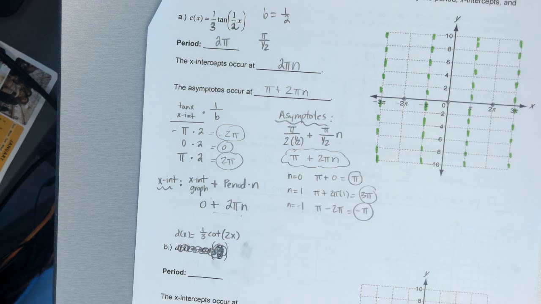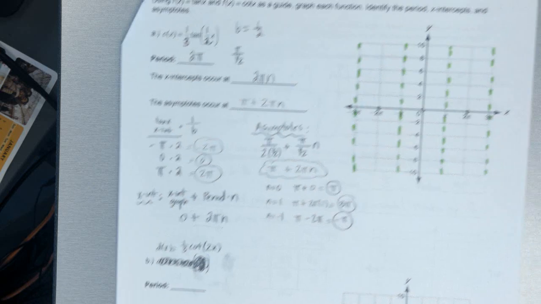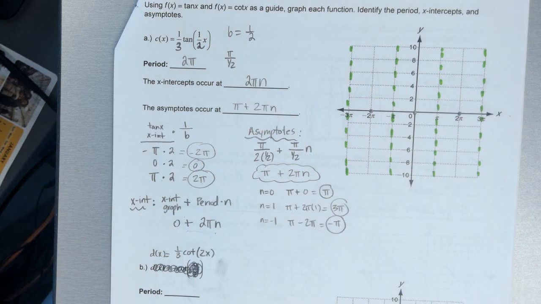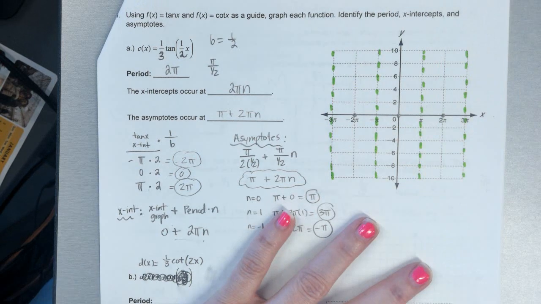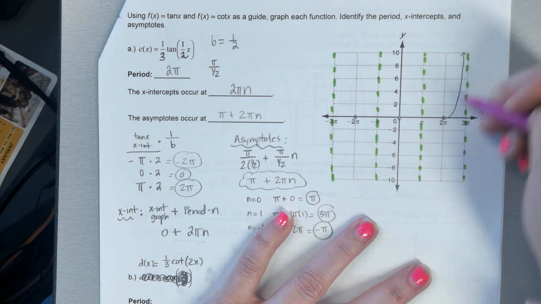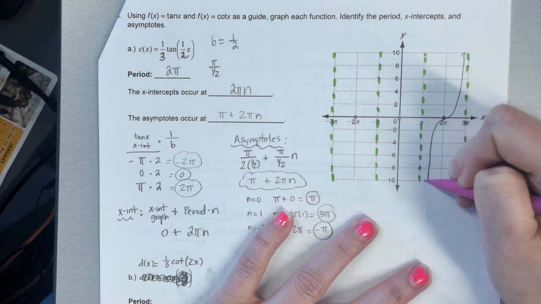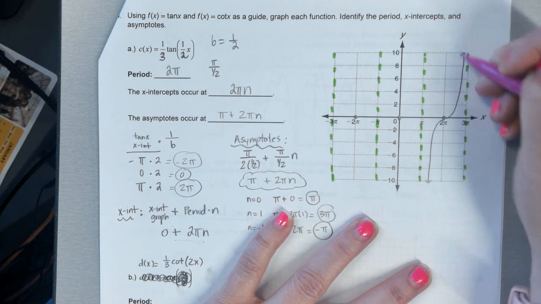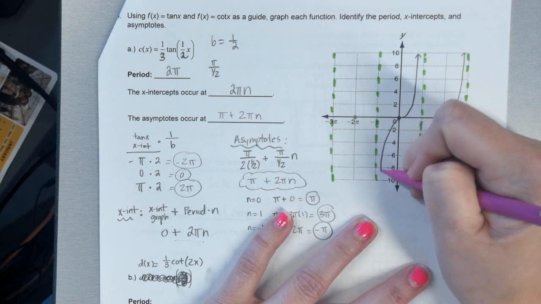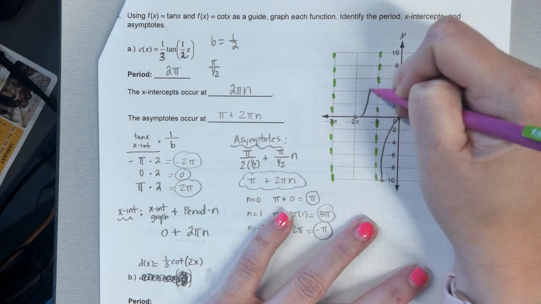And then, it's tangent, so it is going to go up from left to right. So again, if you need a reminder, you have the parent function, so you can look at that.